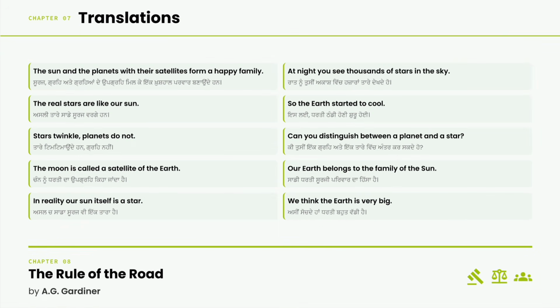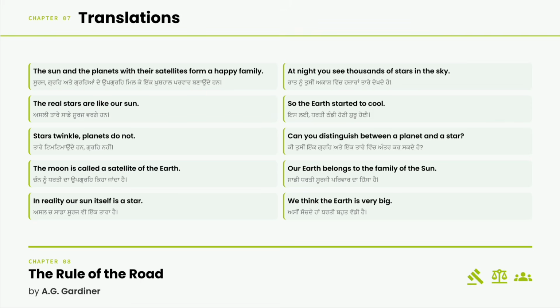Translations from chapter 7. Sentence 1. The sun and the planets with their satellites form a happy family. Translation. Sentence 2. At night you see thousands of stars in the sky. Translation.